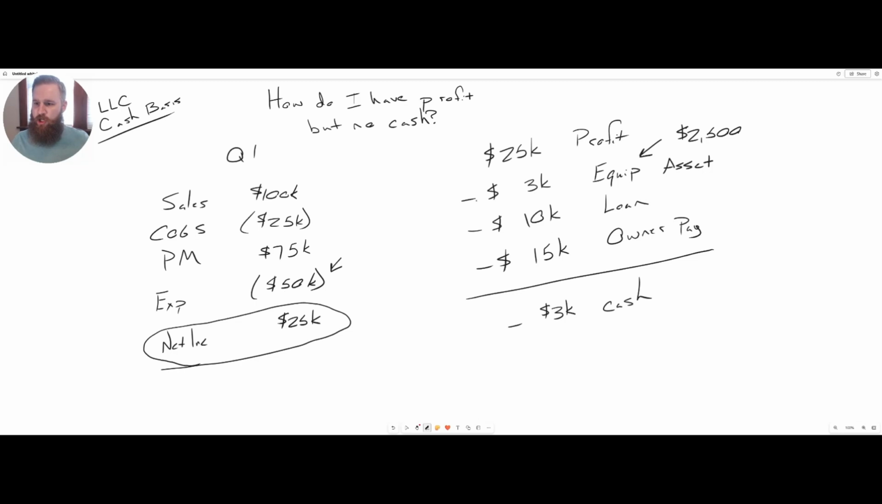Okay, that's a lot of jargon to say you spent cash, but you're not going to see that drop your net income, not on a P&L right away. Same thing for a loan.